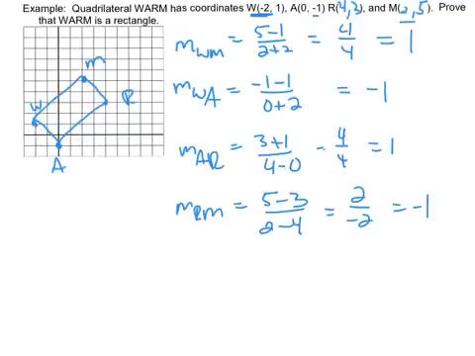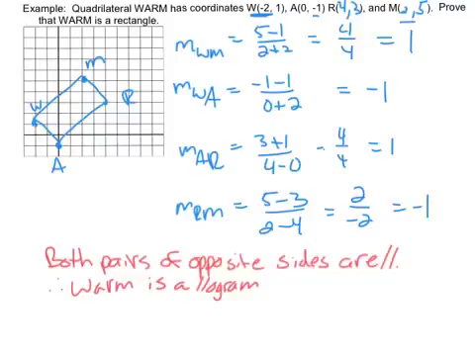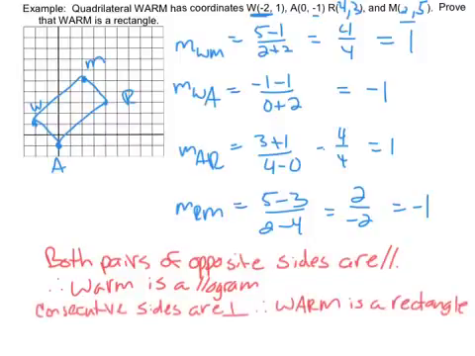This is enough information to make our concluding statements. The first thing we say is opposite sides are parallel, therefore WARM is a parallelogram. So both pairs of opposite sides are parallel, therefore WARM is a parallelogram. Incidentally, the three dots stand for therefore. And now we say consecutive sides are perpendicular because they are negative reciprocals. Therefore WARM is a rectangle. So we write it out: consecutive sides are perpendicular, therefore WARM is a rectangle.